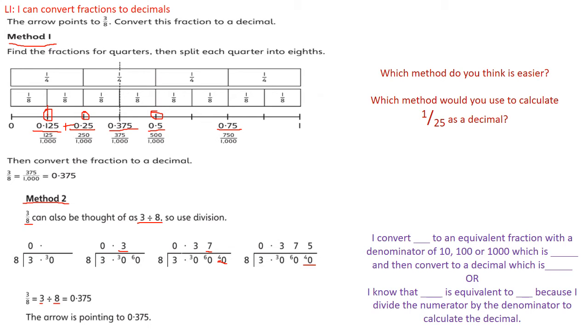So this time I could use this bottom stem sentence. I know that 3/8 is equivalent to 0.375, because I divided the numerator by the denominator to calculate the decimal.